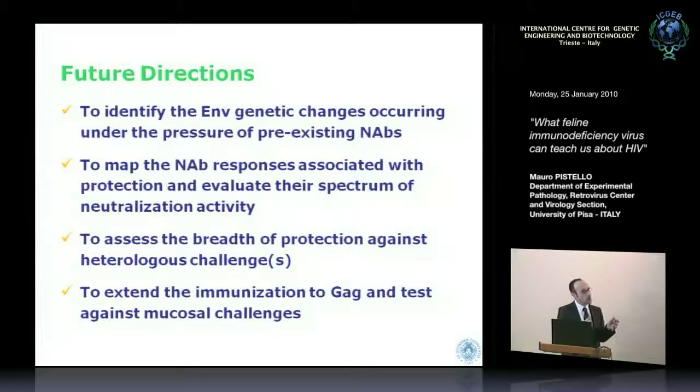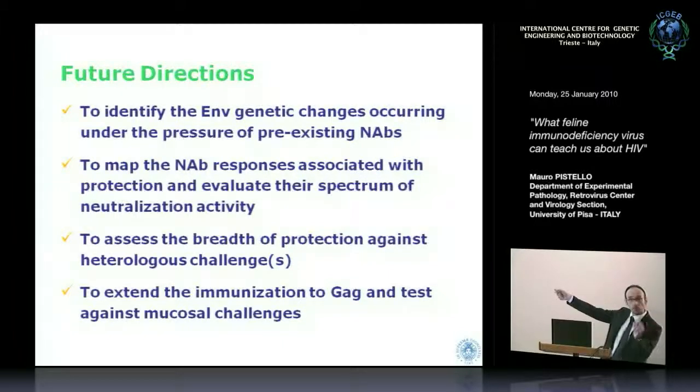So we are starting to monitor the virus that arose from the animals which were not protected and from those which were partially protected. We want to see how the virus changed, also the variation in the M, to see how the virus could persist and give a persistent replication despite a pre-existing neutralizing antibody.